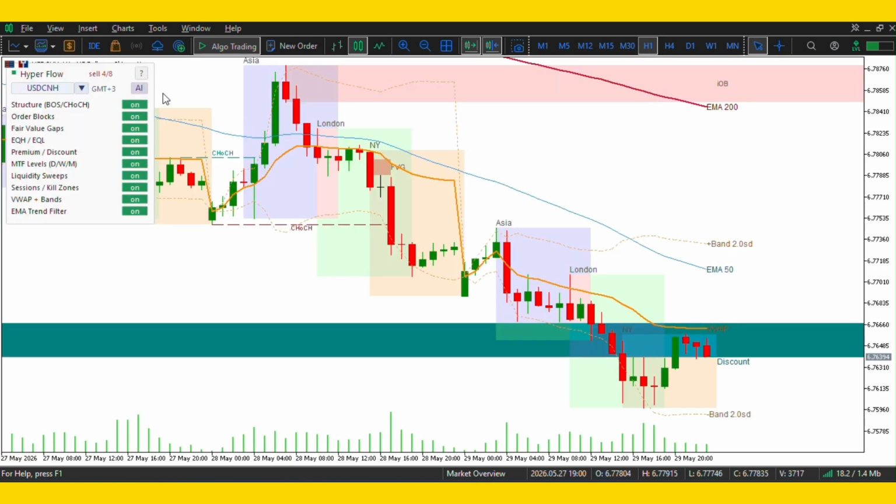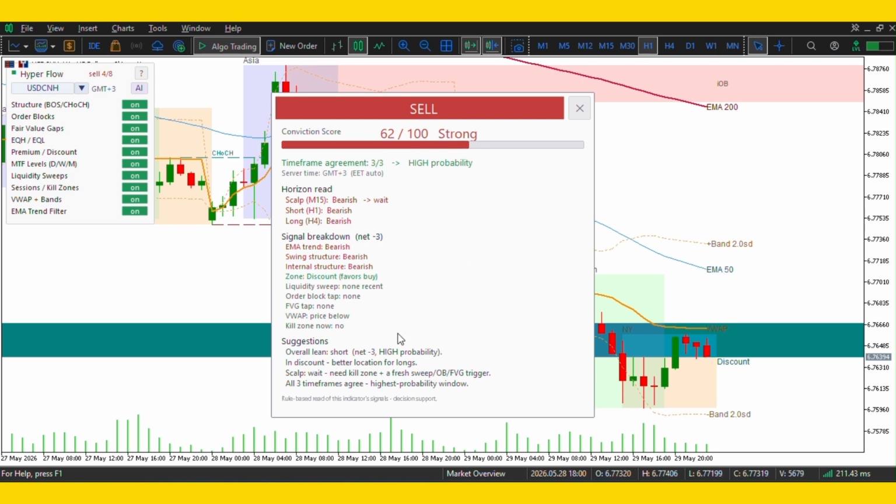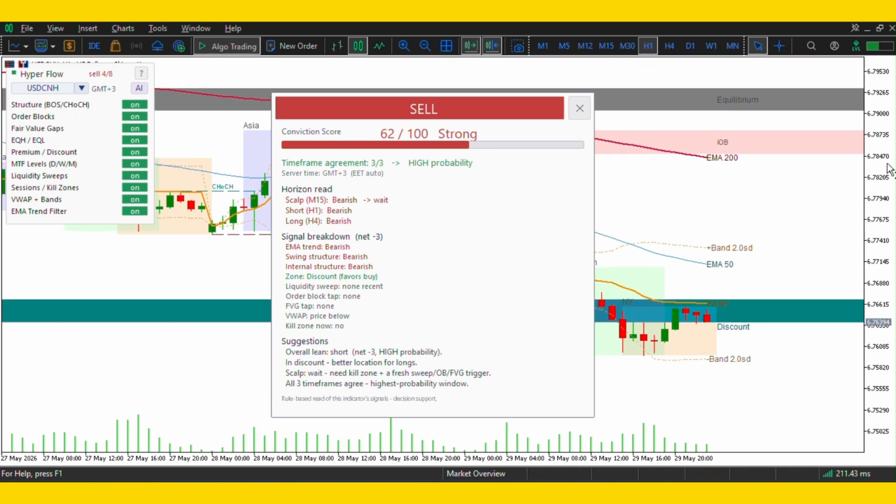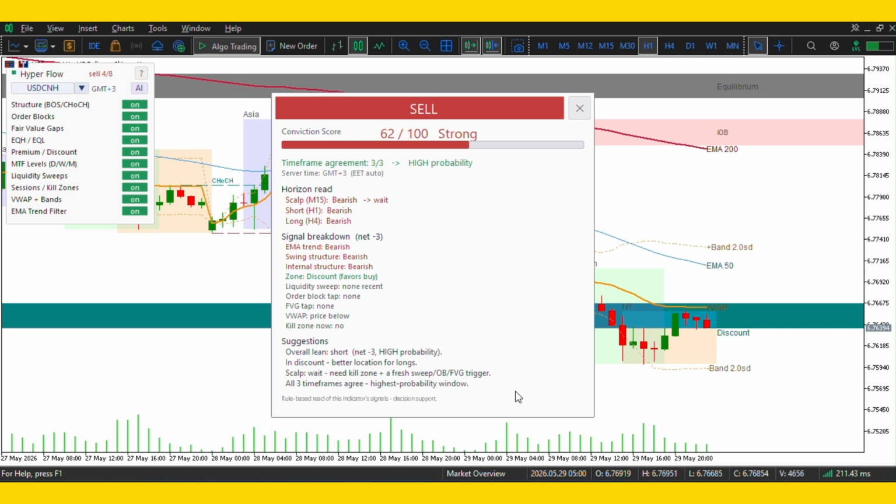Let's review another example. This pair is currently trading near a discount area. The AI is showing a strong sell bias. There is no nearby order block and no recent liquidity sweep. That increases the probability that the downtrend will continue. The suggestions also provide additional context to help make a better decision.